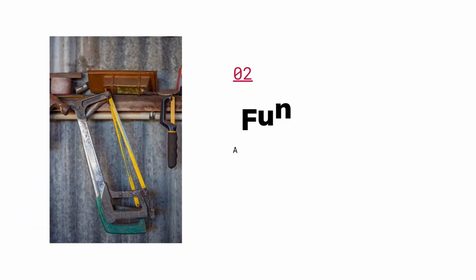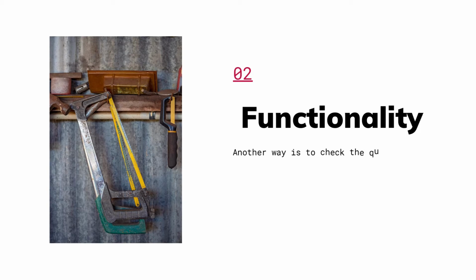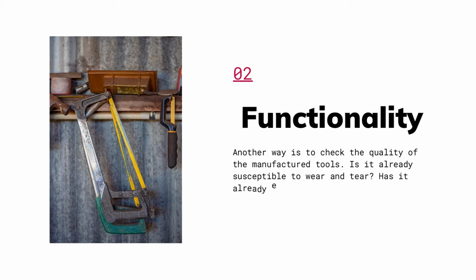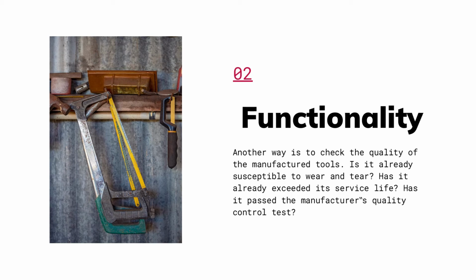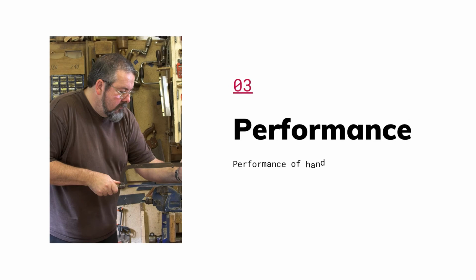2. Functionality. Another way is to check the quality of the manufactured tools. Is it already susceptible to wear and tear? Has it already exceeded its service life? Has it passed the manufacturer's quality control test? A few pieces of the hand tools issued in the shop can be subjected for condemnation. They are no longer serviceable. Some hand tools issued for years in shops, and few pieces of these can be subjected for condemnation.